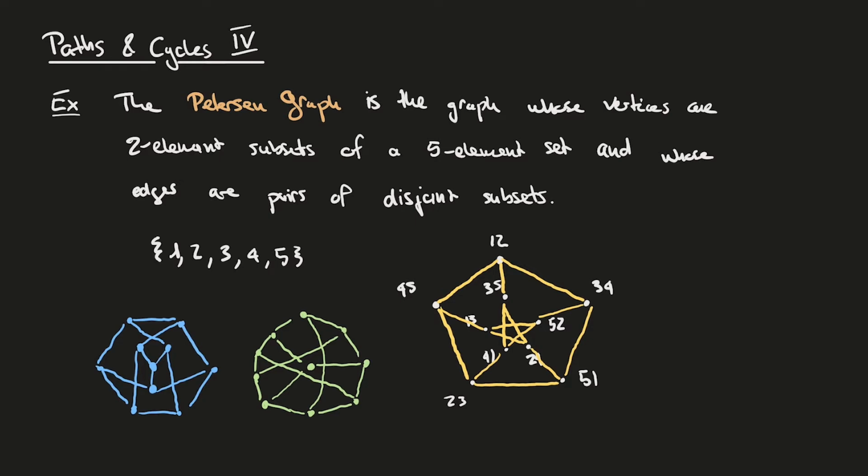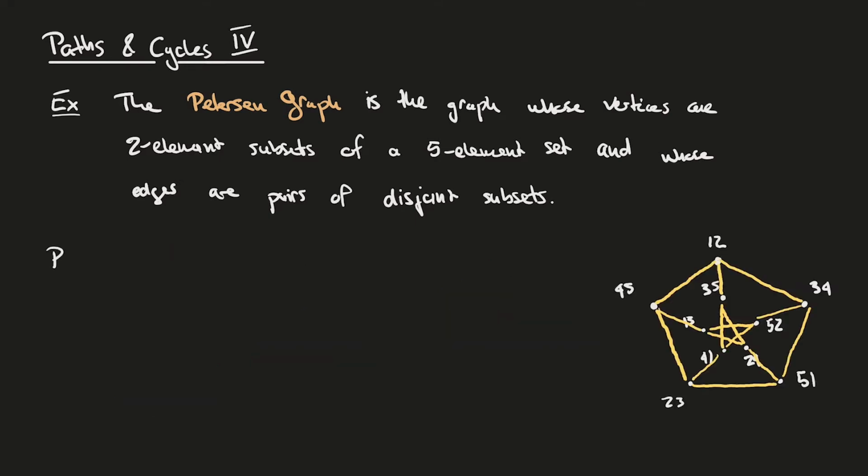Now, when we want to prove things about the Petersen graph, it's useful to not look at the drawing, but rather focus on the way it's defined in terms of two-element subsets. In what follows, we'll prove that the Petersen graph has a girth of 5. We'll formulate this as a proposition. The Petersen graph has girth 5.